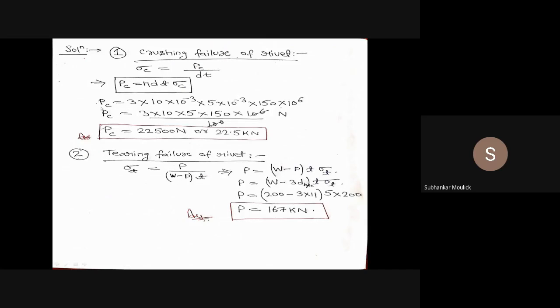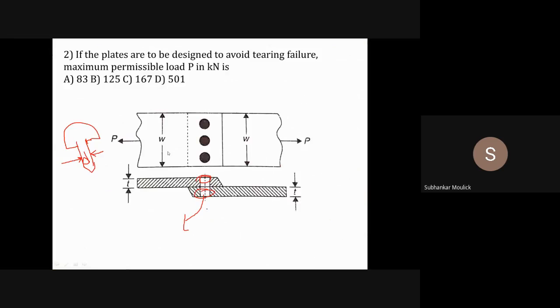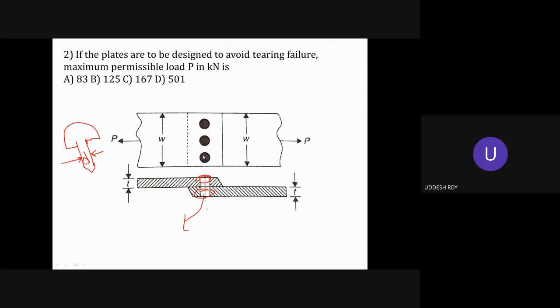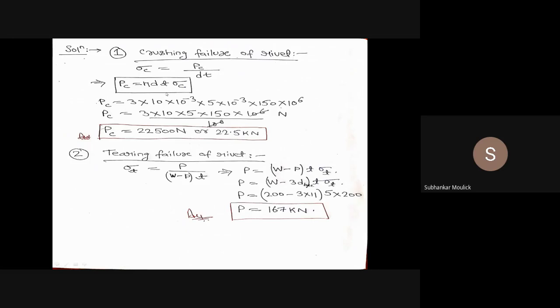So the dia of the rivet means which expression? That is Dr, nothing but the dia of the rivet, 10 mm. And since you can see that three holes have been drilled in order to join both the plates via rivet joint, the value of n will be equal to the number of holes drilled, that is 3.